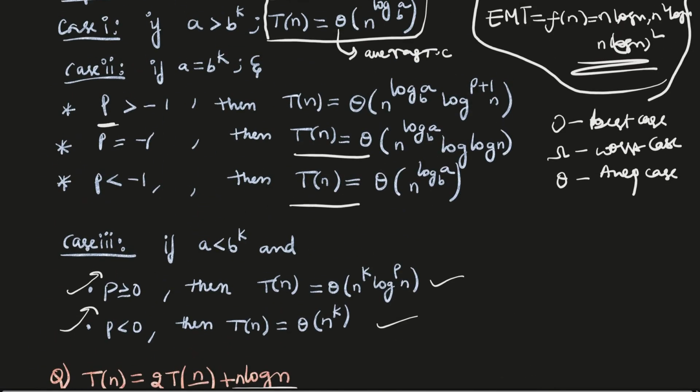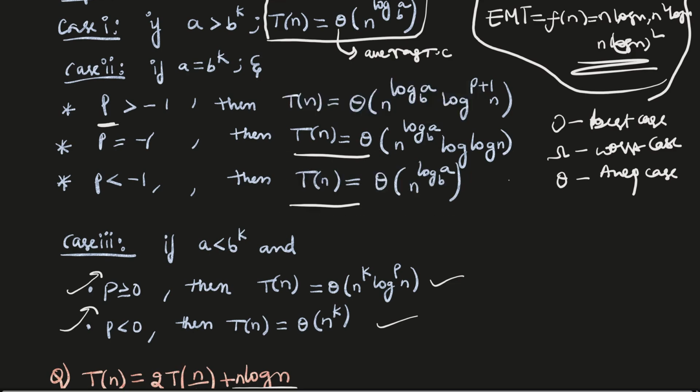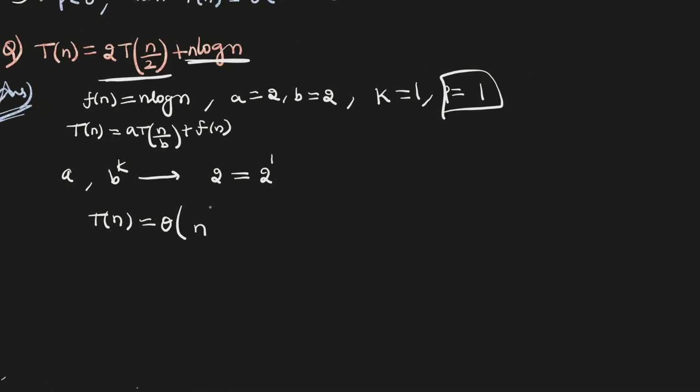So where would it come? It is greater than minus 1. So the time complexity would be theta of, so T of n would be simply theta of n power log a base b into logarithm of p plus 1 into n.